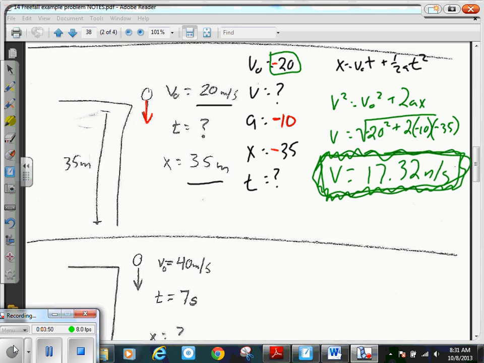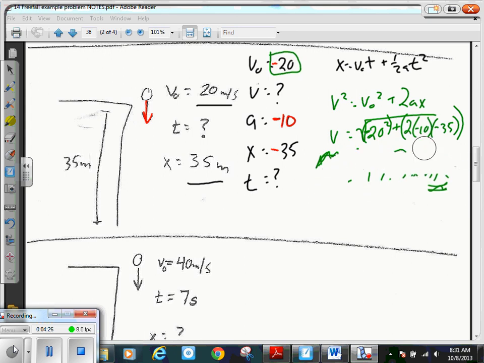Now, that happens to be completely incorrect by looking at it, because if I'm starting at negative 20 meters per second and I'm increasing my speed because acceleration is in the same direction, then there's no way this can be the right answer. So, whoever helped me, did you square this negative? Because that'd be a positive 400 plus a positive 700, that's 1100, and the square root of 1100 is something more like 33 or 34.